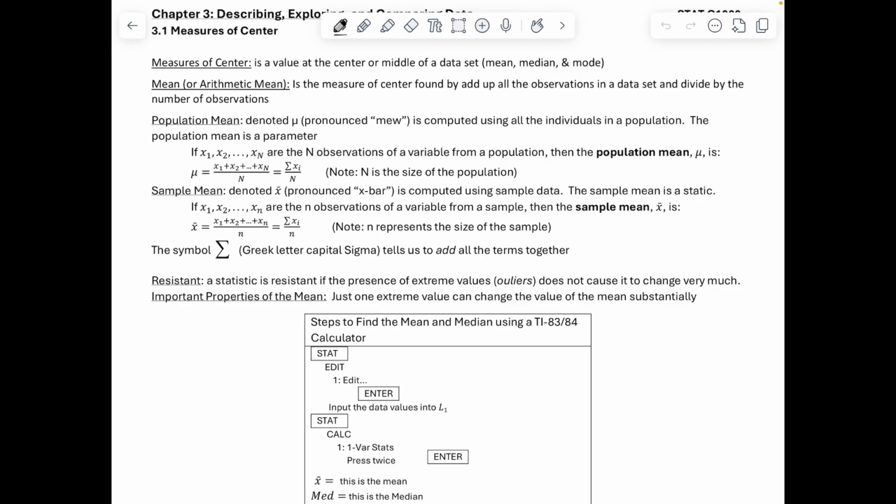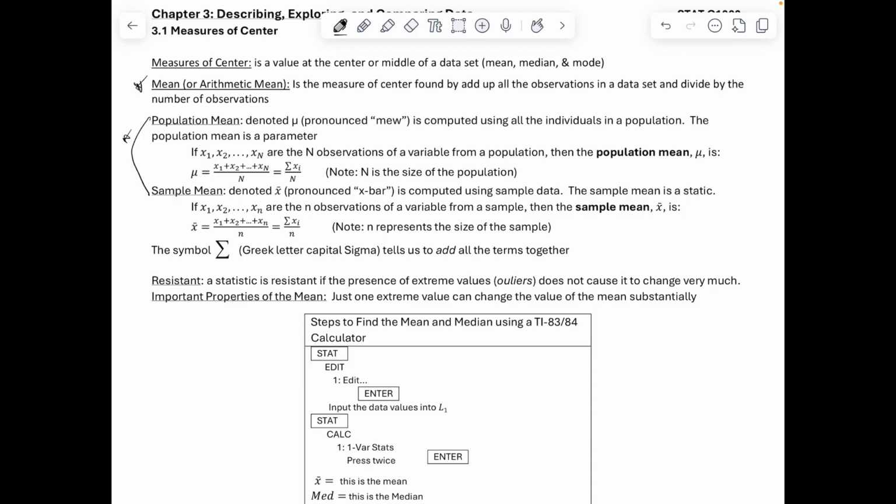in just a moment. So the first one that we're going to discuss is going to be the mean, or arithmetic mean. And this is the measure of center found by adding up all the observations of data and then dividing by the number of observations that we have. And we have both the population mean and the sample mean. And the big thing to note here is that they're both calculated the same. However, the notation for each of these is going to be different.